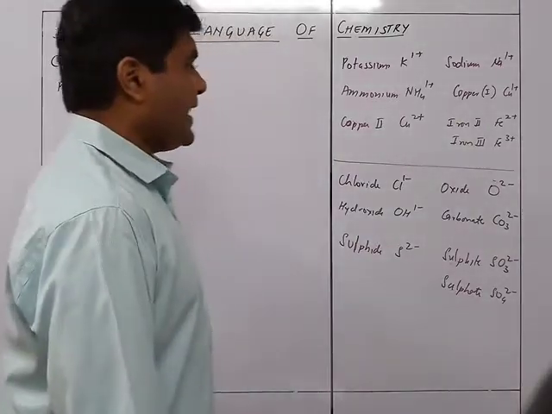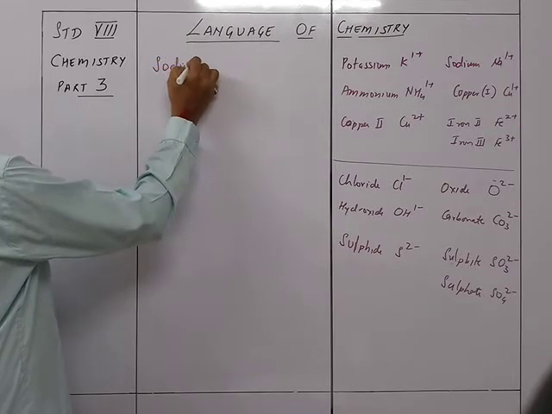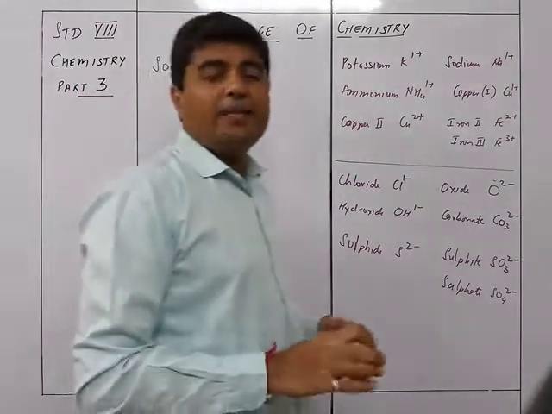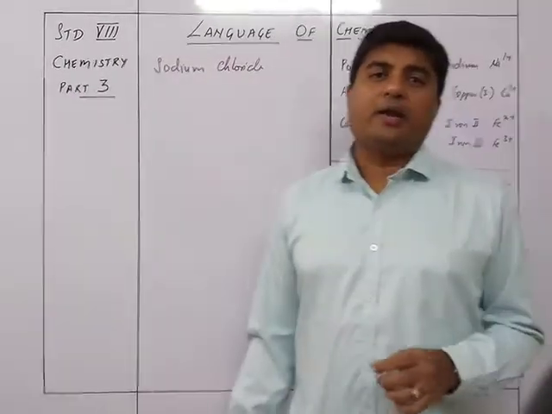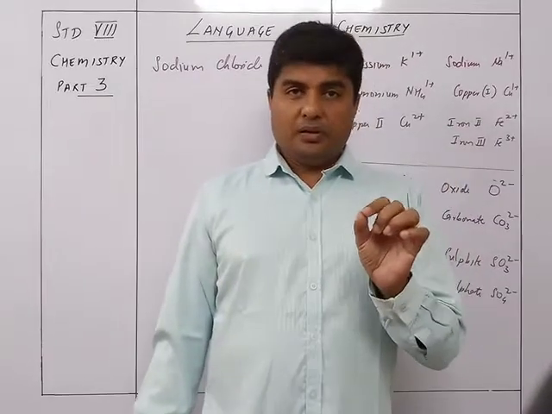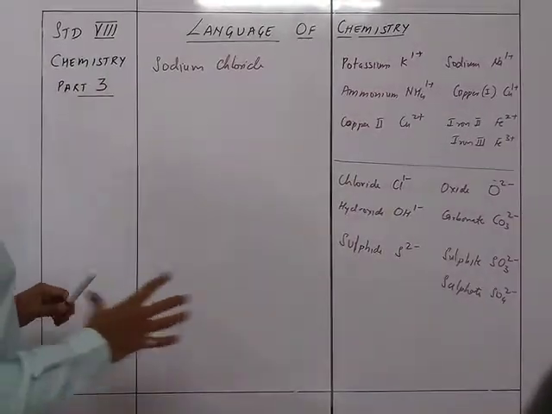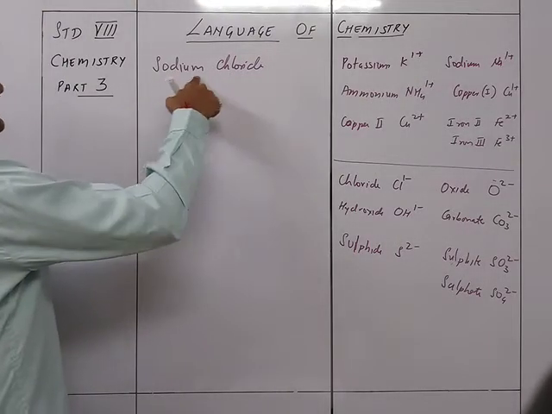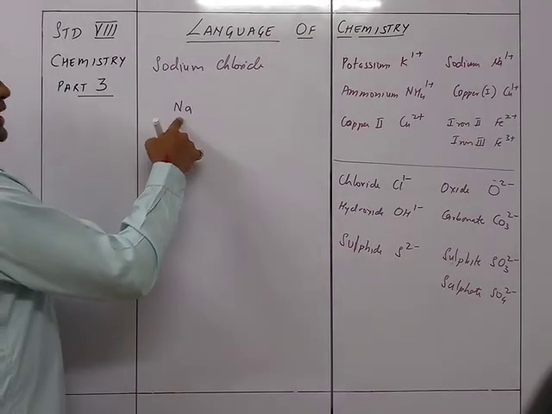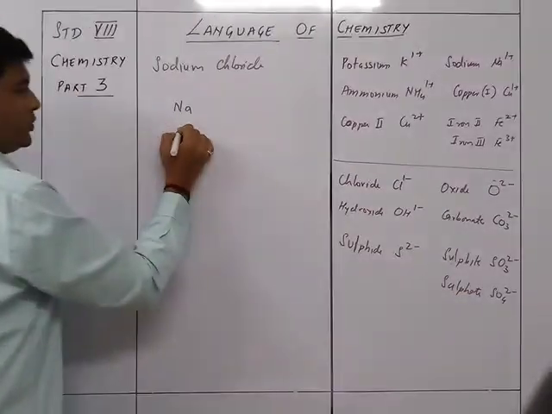Now let's suppose that I have got a particular name as sodium chloride. The name of the compound is sodium chloride. I need to find out what should be the symbol of this particular compound. So what I'm going to do is a simple thing. I'm going to write the symbol of sodium. What is the symbol of sodium? It's Na. And below it, I'm going to write the valency. The valency of sodium is 1 plus. So I'm just going to write 1 over here.